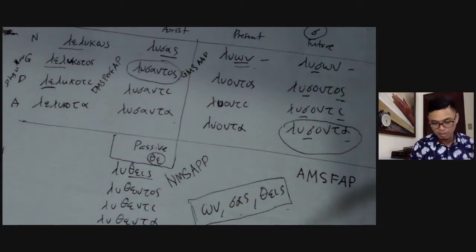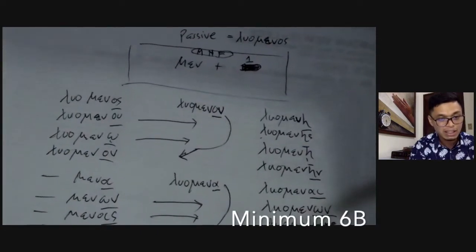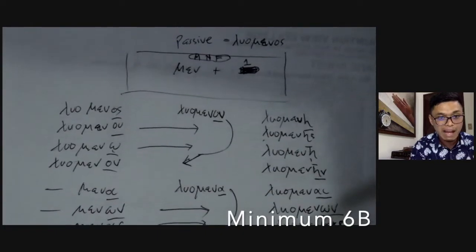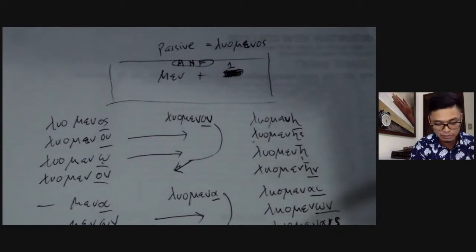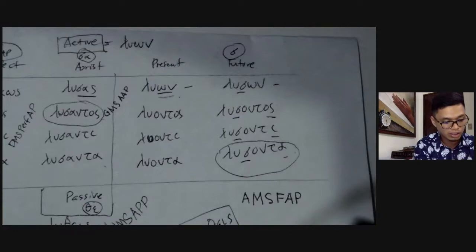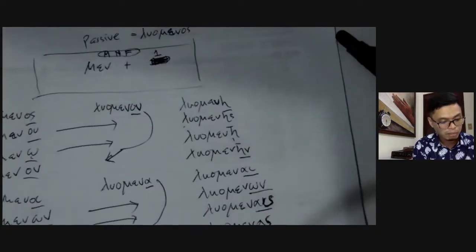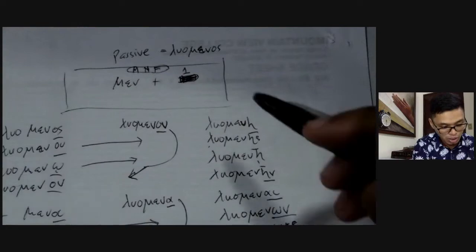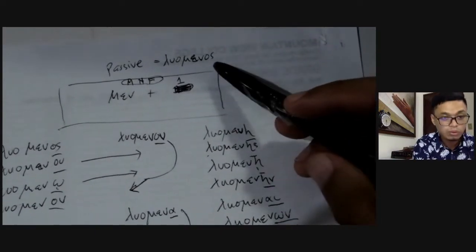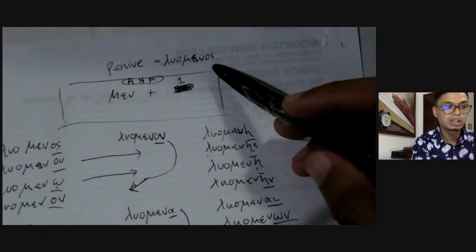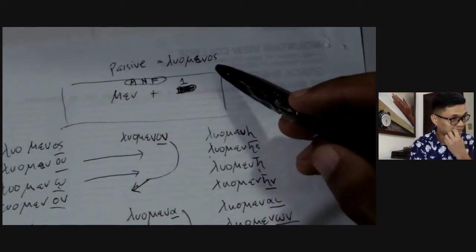That is the actives. But we need to go to minimum 6B. Minimum 6B now is the passive participle, right? If Luon is the poster boy for the active participles, the poster boy for the passive participles is luomenos. Luomenos. So what do we do with the passive participles?